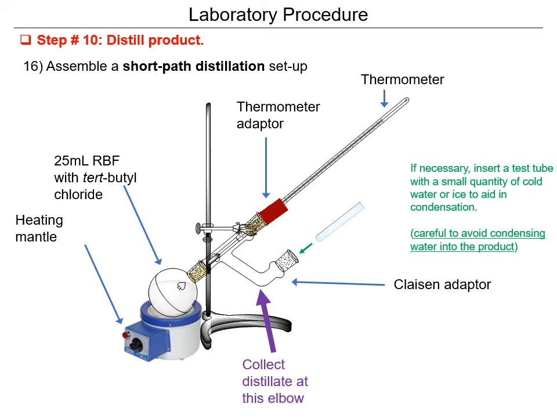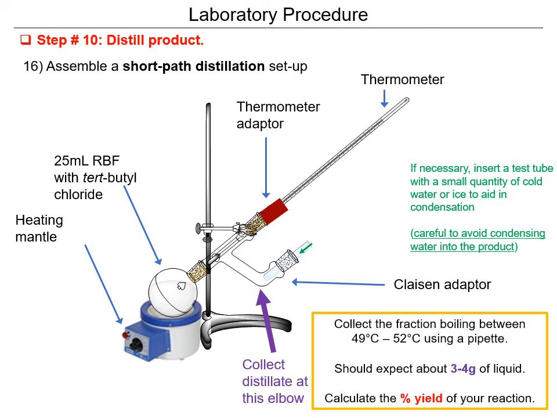In lieu of the condensing column typically used, it is suggested that you insert into the opening of the Claisen adapter a test tube with a small quantity of cold water or ice to aid in condensation. You will then gently heat your product. Collect the fraction which boils off at 49 to 52 degrees C in the Claisen adapter using a pipette. You should expect to see about 3 or 4 grams of liquid accumulate. With this mass, you can then calculate the percent yield for your reaction.